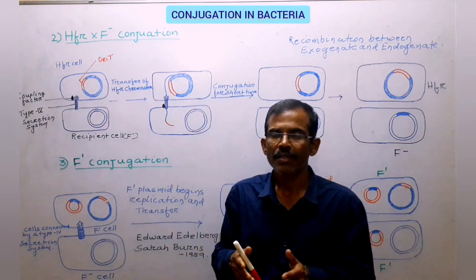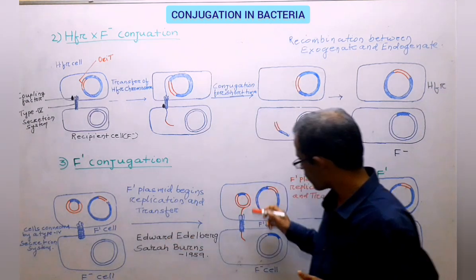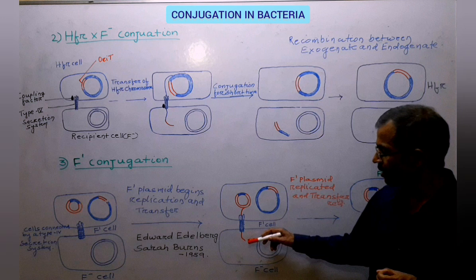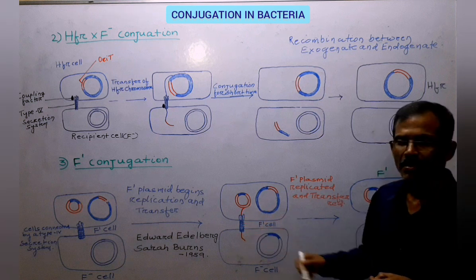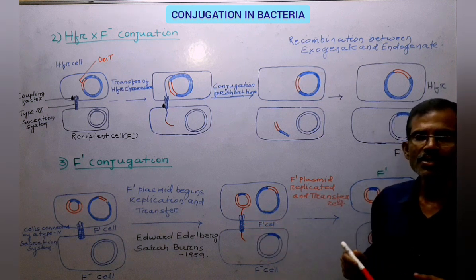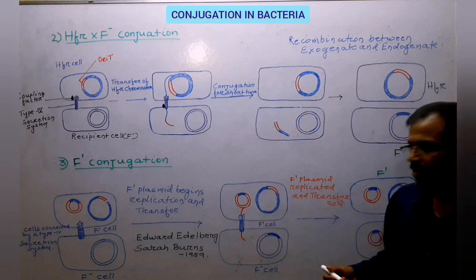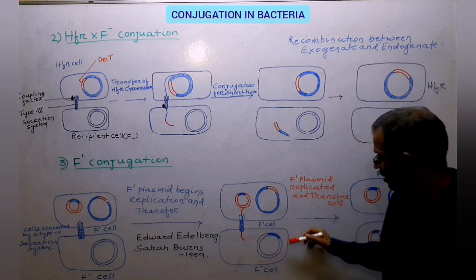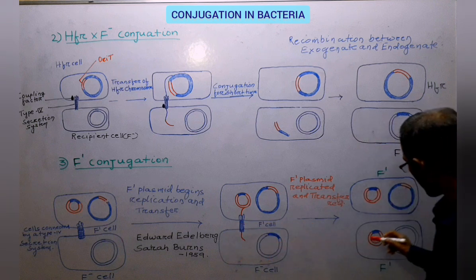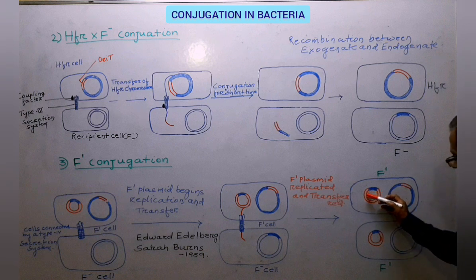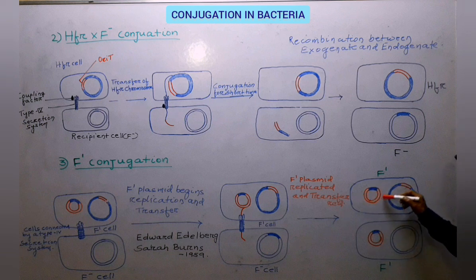After that, the cleaved strand is transferred from the donor to the recipient bacterial cell through the type 4 secretion system. During transfer, this displaced strand is replicated. As a result, the recipient cell receives a copy of the F prime factor. At the same time, the other strand of the F prime factor is also replicated to generate a complete copy of the F prime factor.